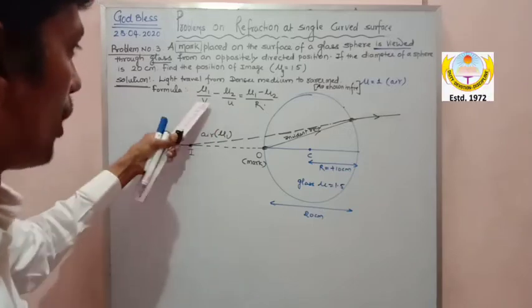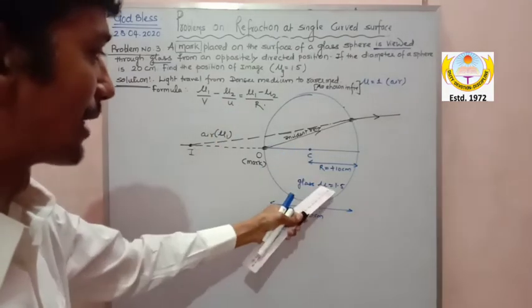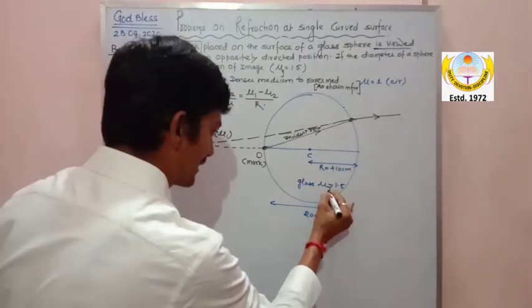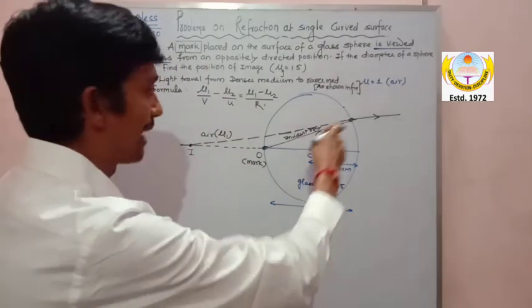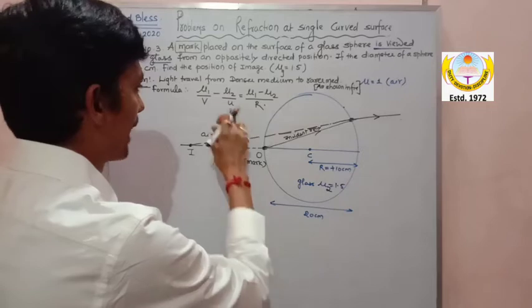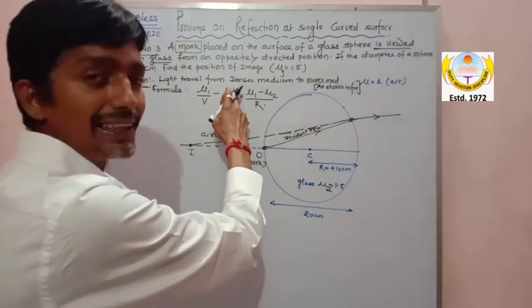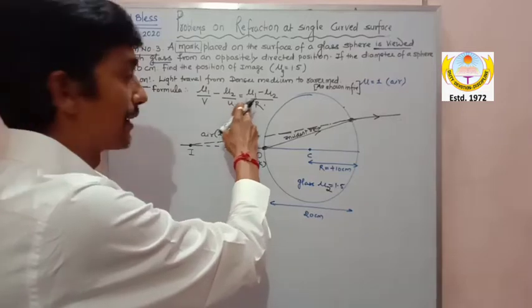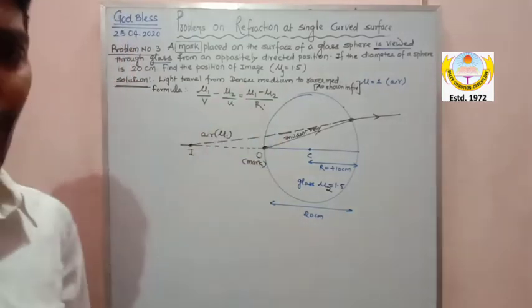Yes sir, v will be obtained in mu1, and u is kept in the denser. You can see mu2. Here I can take this as mu2 of the glass, and the incident ray is traveling in the glass. So here it can be said that it is the denser medium, so u will be observed in denser. So it is mu2 by u, that is equal to mu1 minus mu2 divided by R. So that is the formula I applied here.